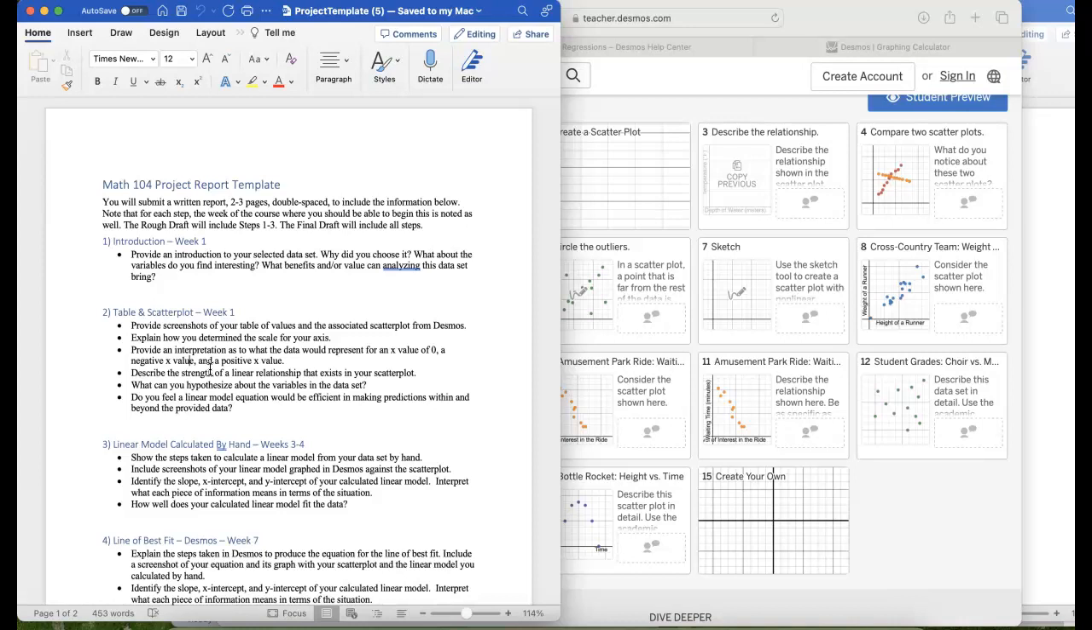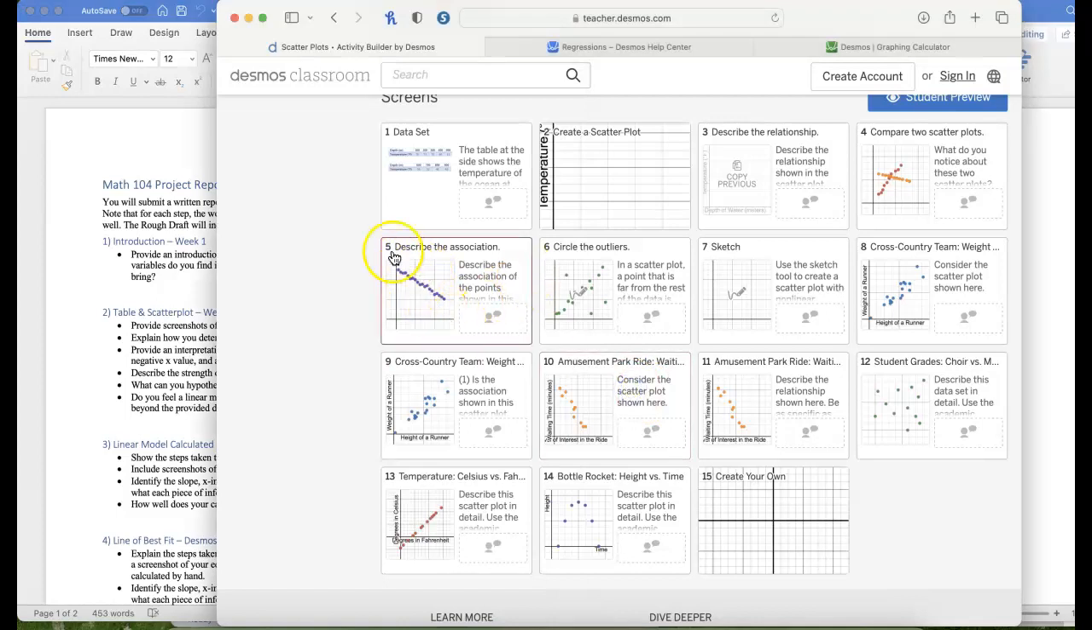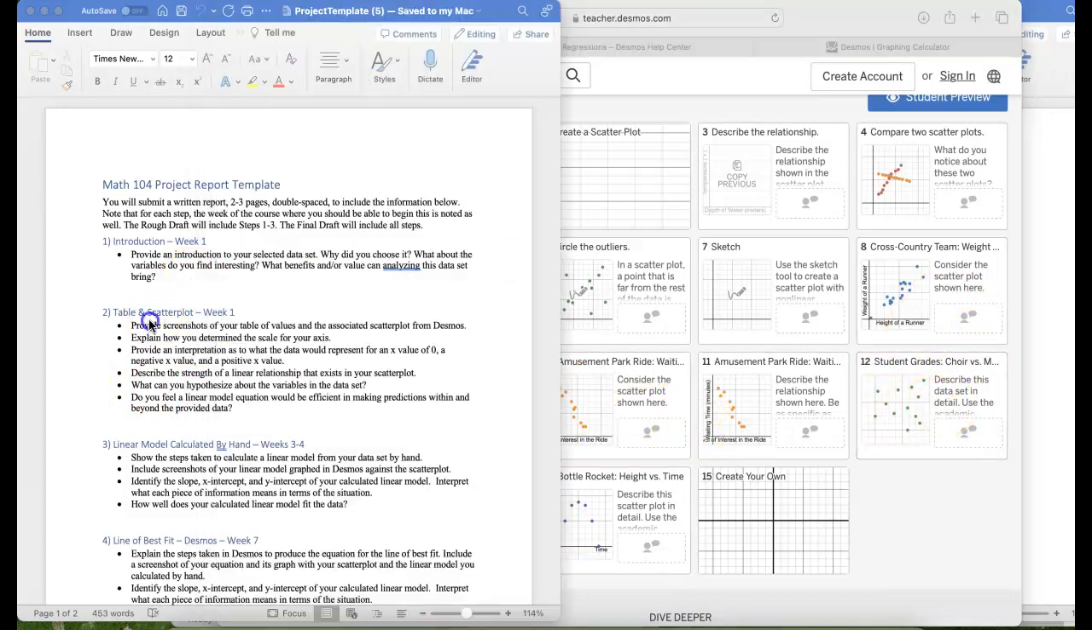You can hypothesize about the variables in the data set. Tell us what they mean. Do you feel like this would be a good predictor of the future? You know, this one, man, if you did a linear model here, this should be a great predictor of the future. Whereas if you're doing one over here, definitely not a good predictor of the future.